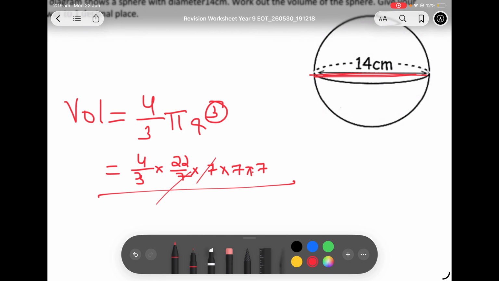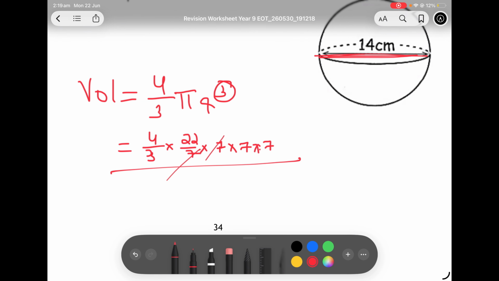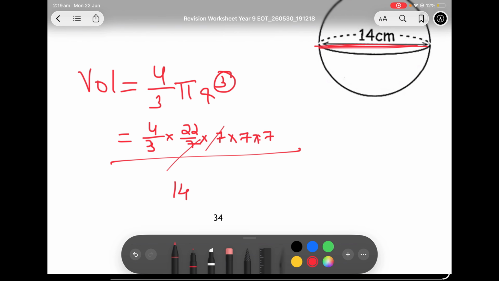This 7 is gone. What am I left with in the numerator? 4 times 22 times 2 sevens only, 7 times 7. Then I divide by 3, and the answer is 1437.33. This is in centimeter cube, the volume of the sphere that we have.